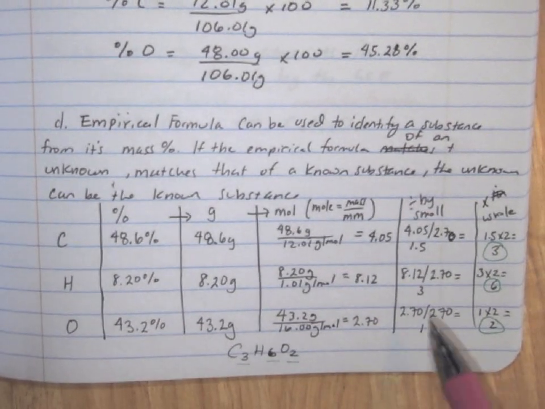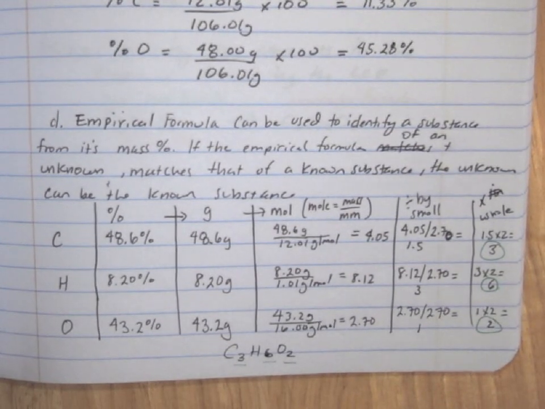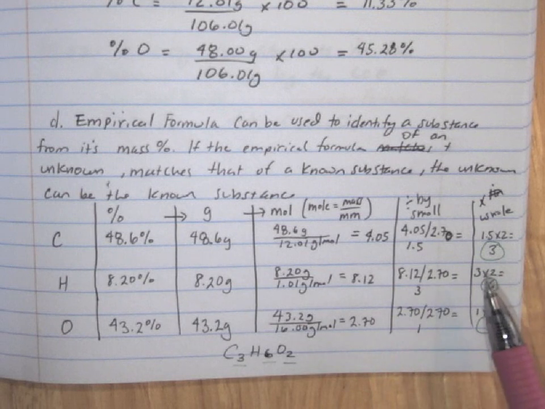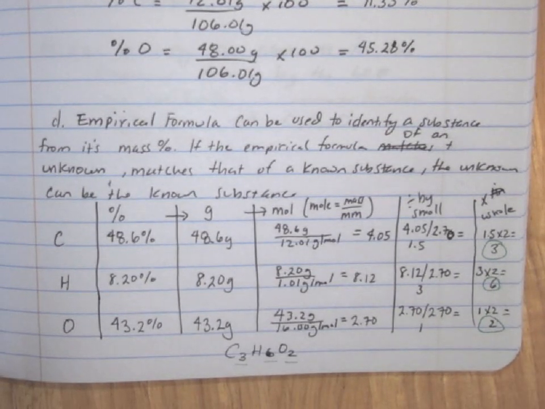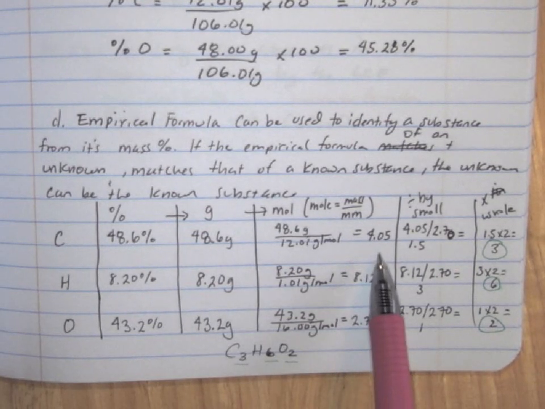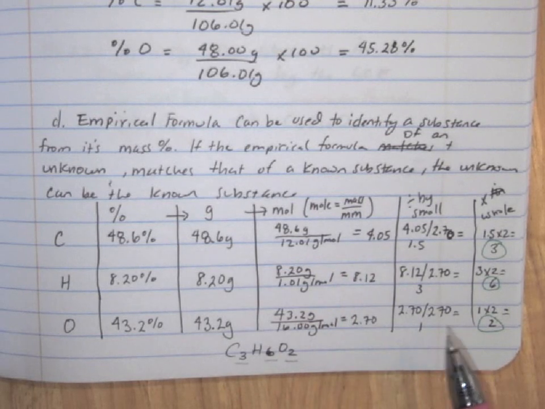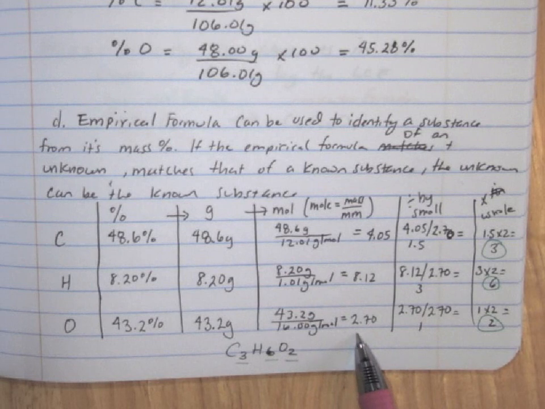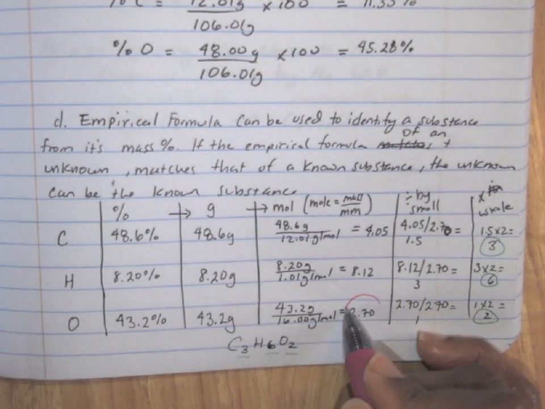So we have a ratio here, except when we write a chemical formula, we write whole number ratios. So to get them to be whole number ratios, the first thing we're going to do is divide by the smallest amount. Also, because this is an empirical formula, it needs to be the smallest whole number ratio, so you pick the smallest moles value. Carbon has 4.05 moles, hydrogen has 8.12 moles, and oxygen has 2.70 moles. The smallest number of moles comes from the oxygen, so this is the number we're going to divide by.